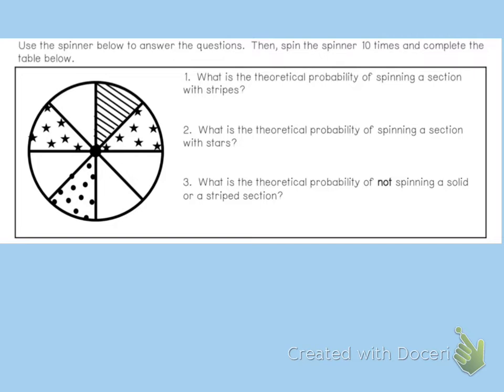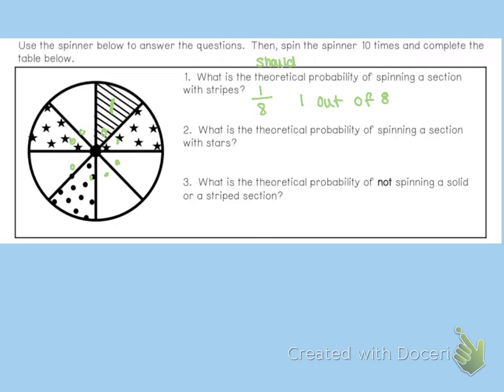So number 1 says, what is the theoretical probability of spinning a section with stripes? So remember, theoretical is what should happen. So looking at this, we have one section with stripes out of 1, 2, 3, 4, 5, 6, 7, 8 total sections. So the probability is 1 out of 8. So that's what should happen. We have a 1 out of 8 chance.